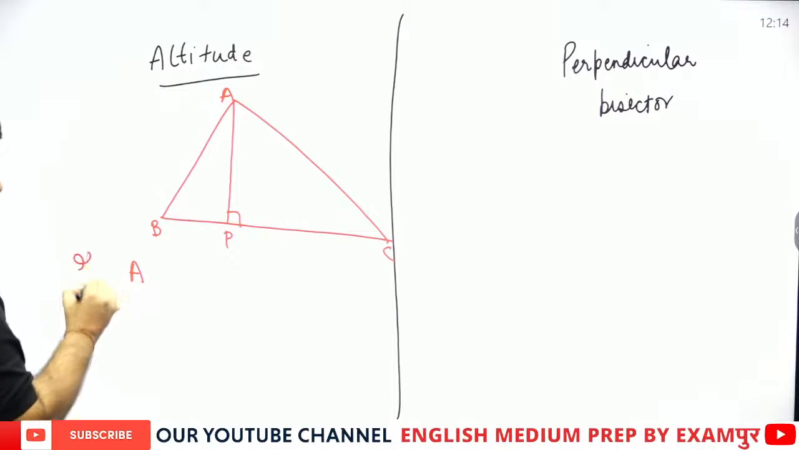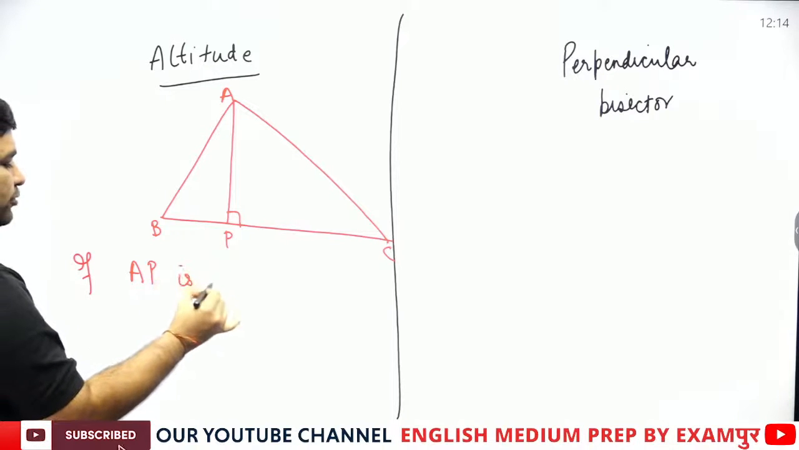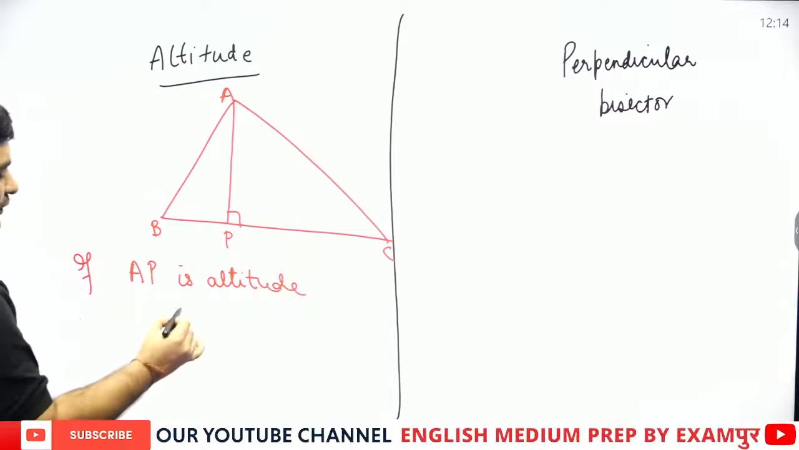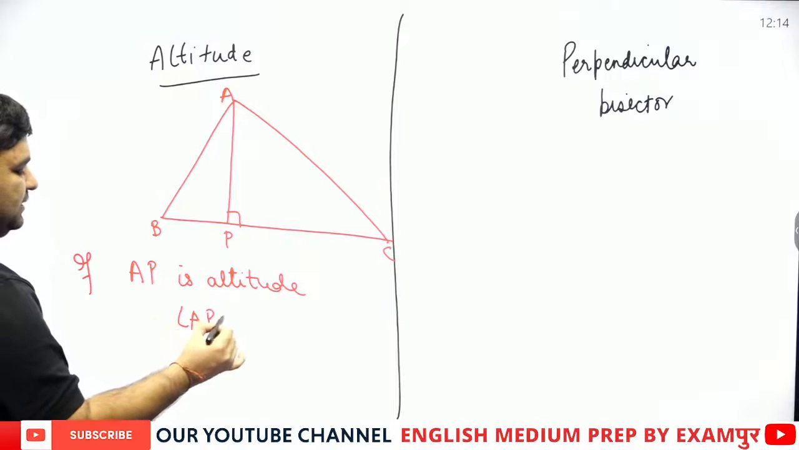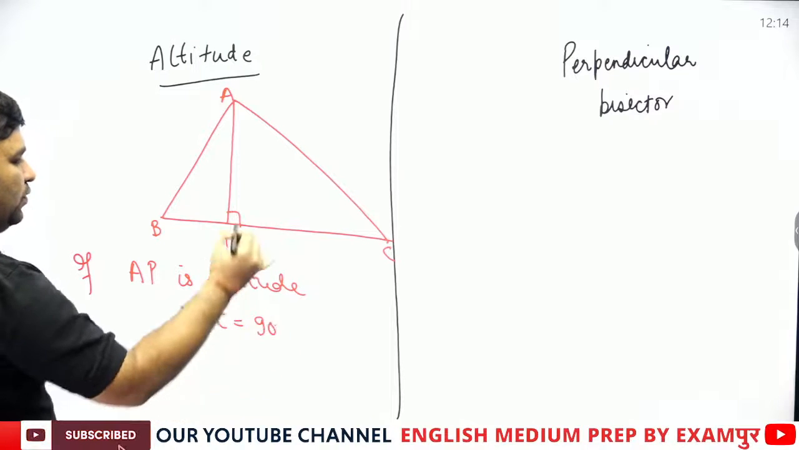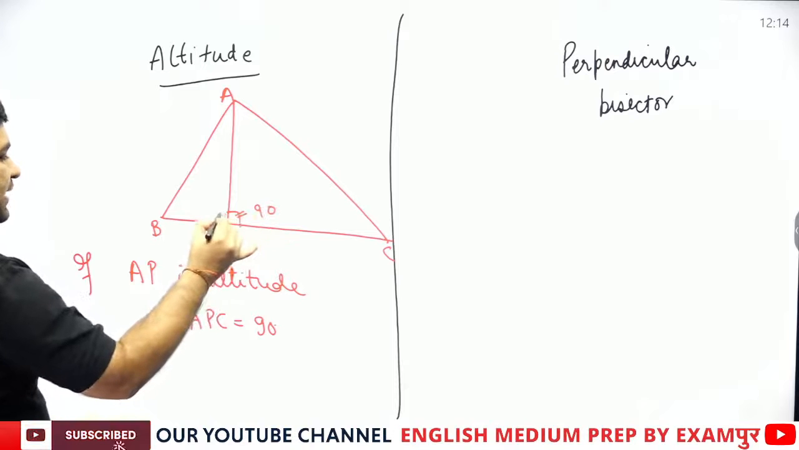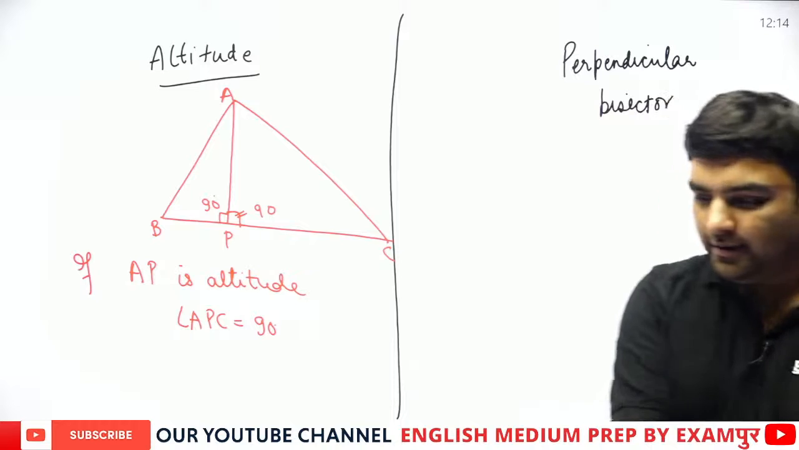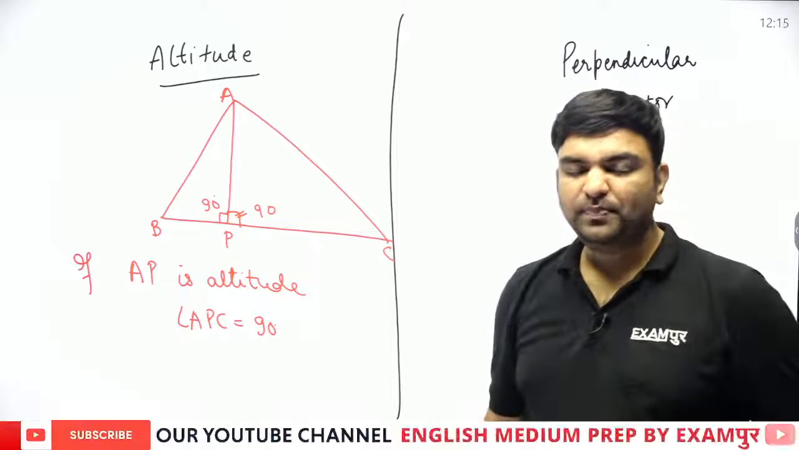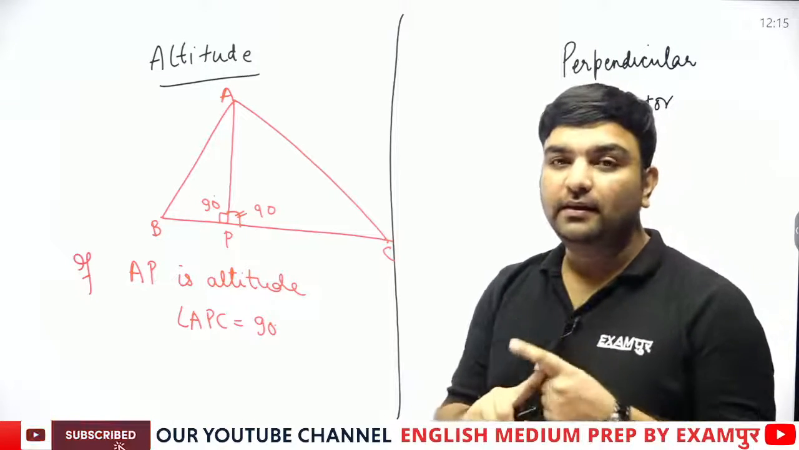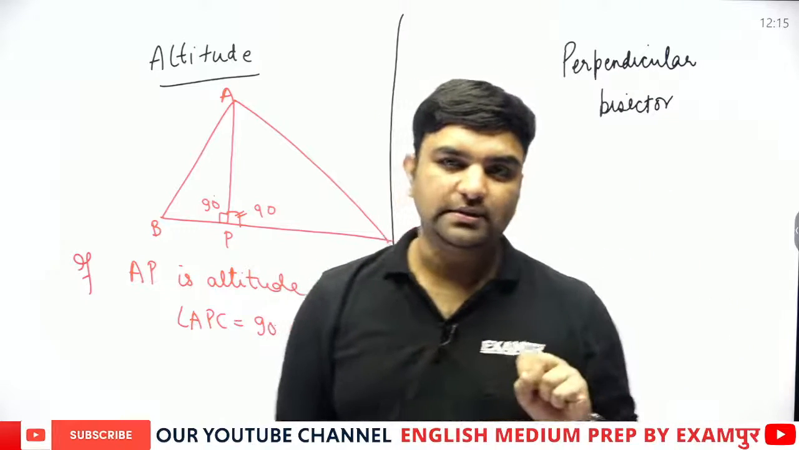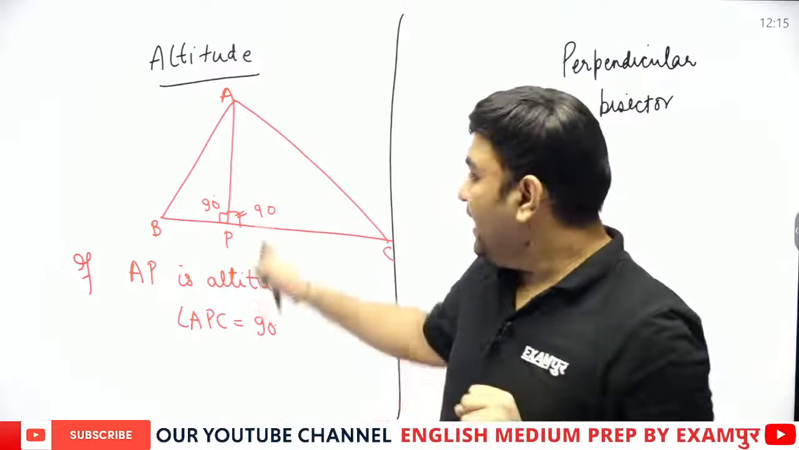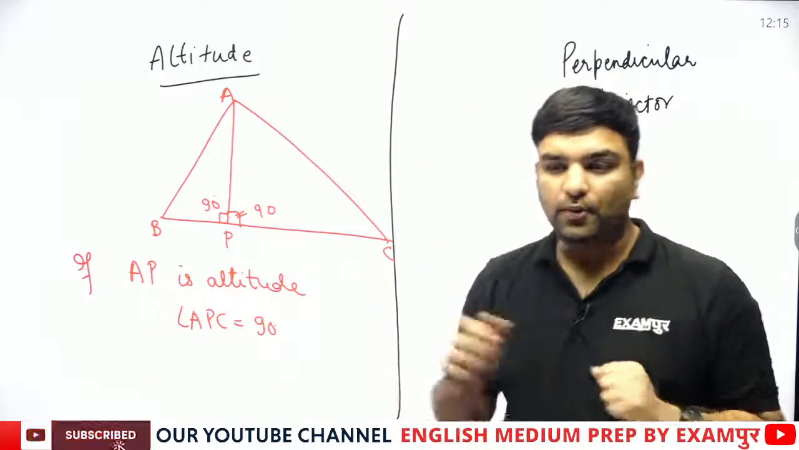If AP is altitude, what can we say? We can say angle APC and angle APB both are 90 degree. Clear, guys? Clear-cut definitions. Median will divide the opposite side into two equal parts. Angle bisector will divide the vertex angle into two equal parts. Altitude will make the angle of 90 degree on the opposite side.